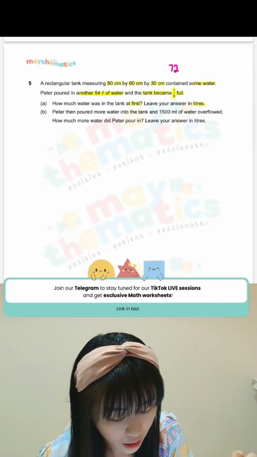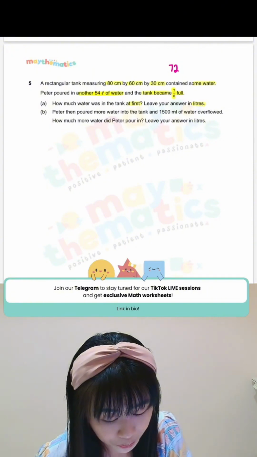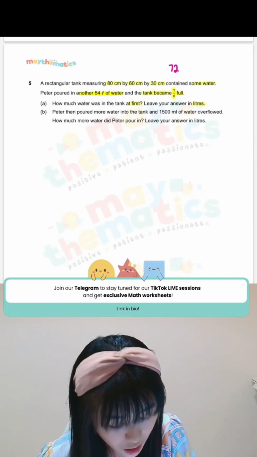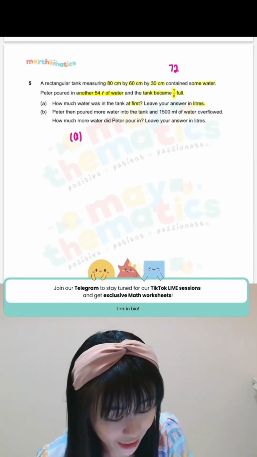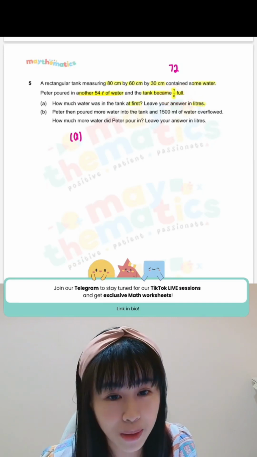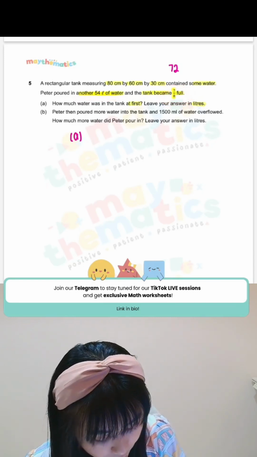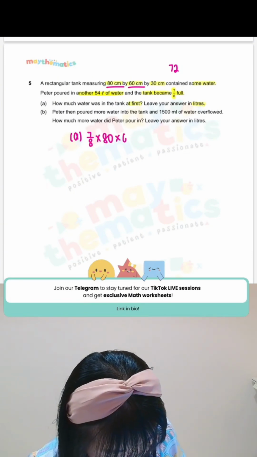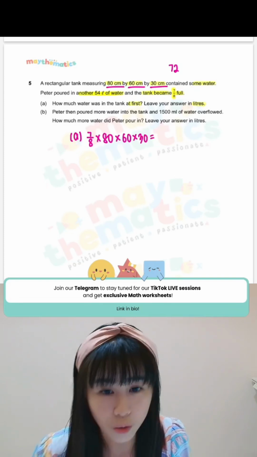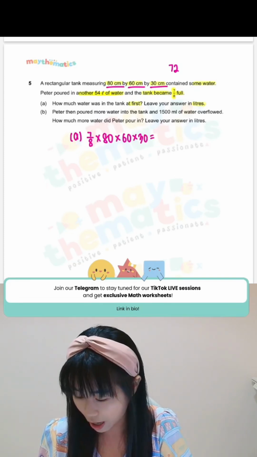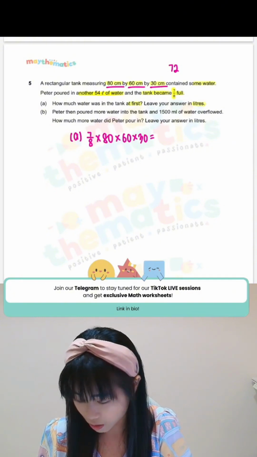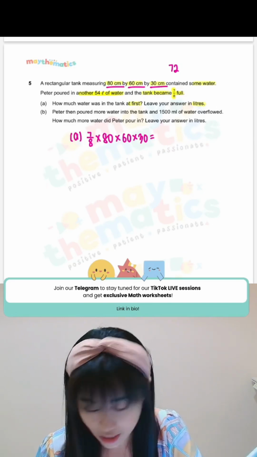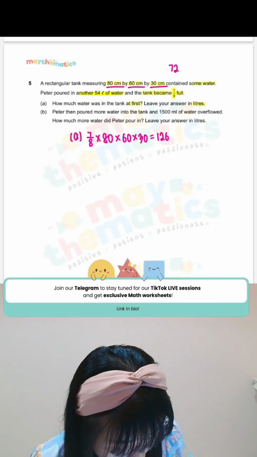Part A is not that hard, but part A is testing your understanding of the question. How much water was there in the tank at first? Now, we cannot find at first, but we can find in the end, because after we pour in, it became 7/8 full. So it must be 7/8 multiplied by the length, multiplied by the breadth, multiplied by the height. So we can find the current volume of water in the end. If you have done that, yes Ethan, you will get 126000.